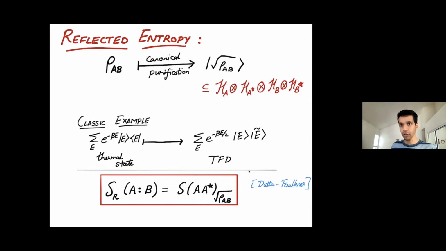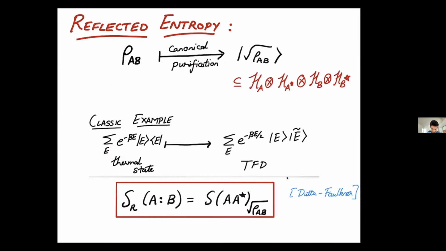So it's a purification of the density matrix on a double copy, but it's a particularly nice one. So it's canonical in this sense. And maybe at this point it's not that familiar, but there's a very familiar example which we often consider in holography, which is the thermal state, this density matrix. We often consider its canonical purification, which is the thermofield double.